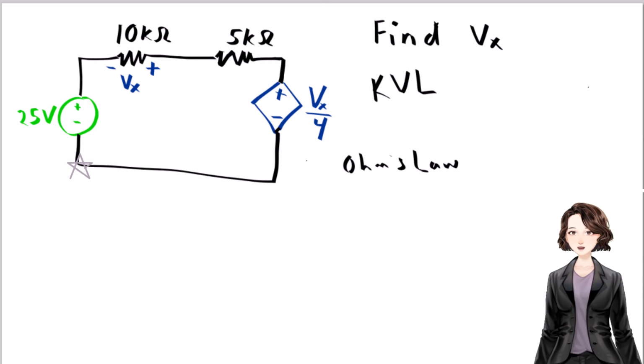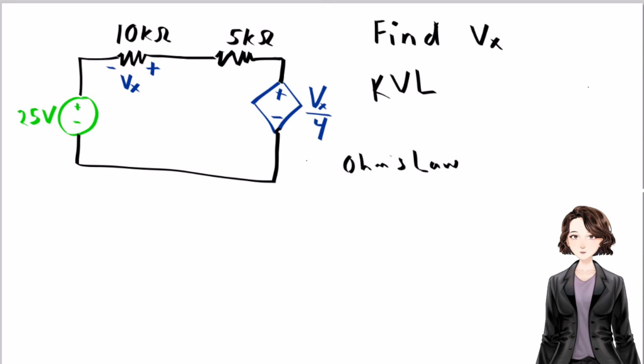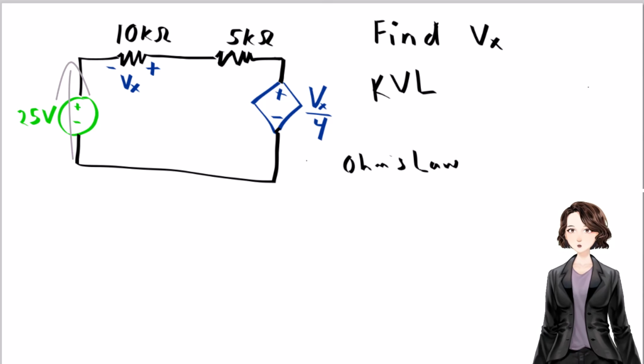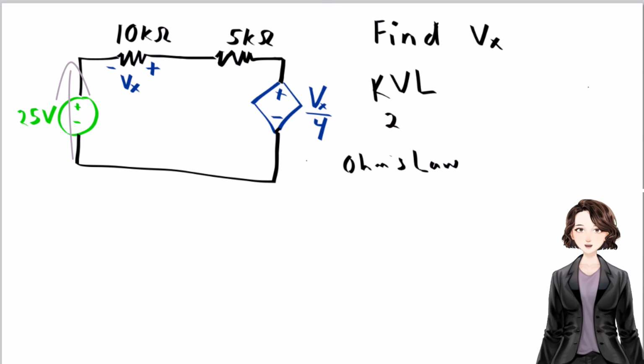And I'm going to start down here, so at this bottom node here. And we're going to go in a circle. And so we're going to go up this 25 voltage. And so we're going to write this over here. So we're going to go 25 volts from the voltage source.